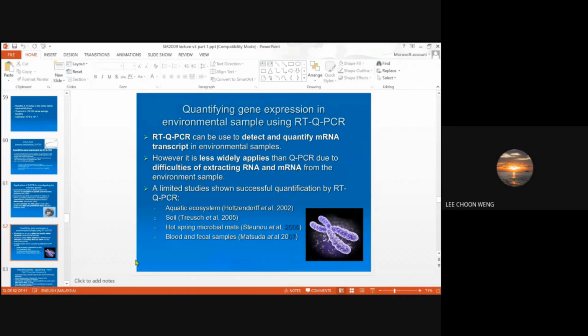Okay, so any questions about this? The use of qPCR is mostly for cultivation-independent measurement of microbial activity.